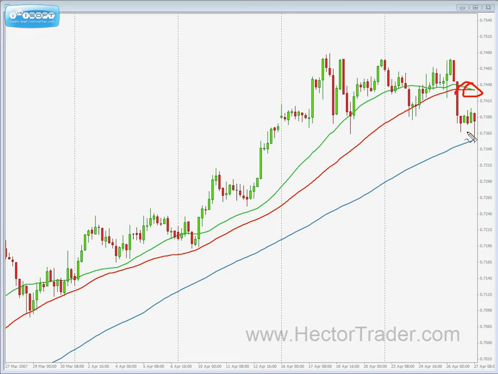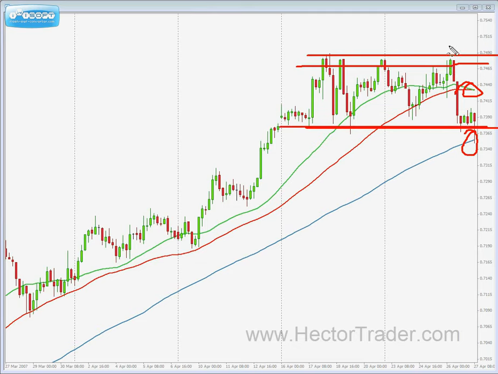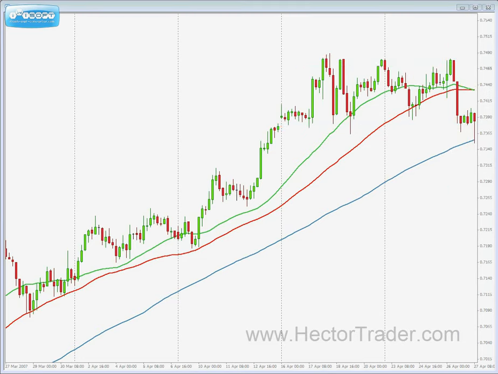Moreover, we have a crossover there. Moreover, we finally breached the 100. The party's over. In fact, we are now ranging. We are trending no longer, guys. We had been trending up to this point. Let me clean up the chart a little bit.